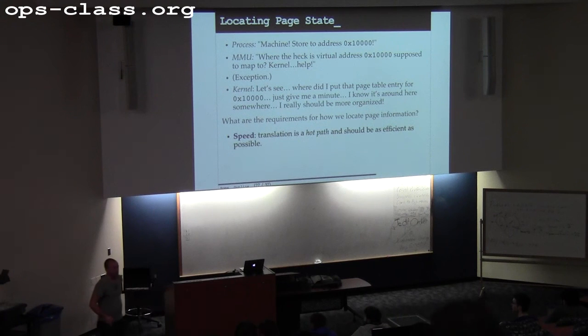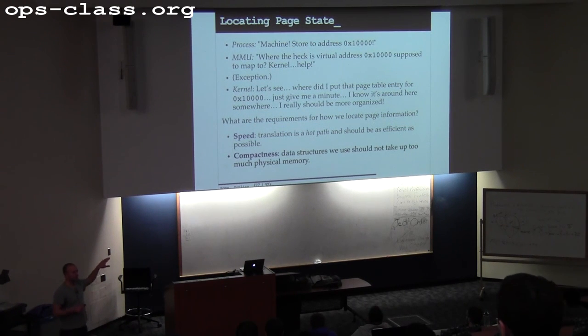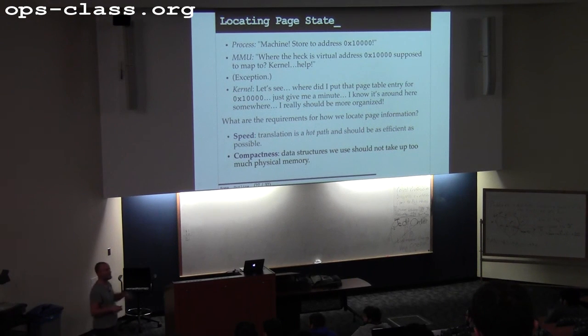Whenever you design data structures, there's usually a trade-off between speed and some other things. Space. So if these data structures are huge, what are they going to consume? Space. Physical space? Where are these data structures located? Memory. The more memory the data structures take up, the less memory there is for processes to use.